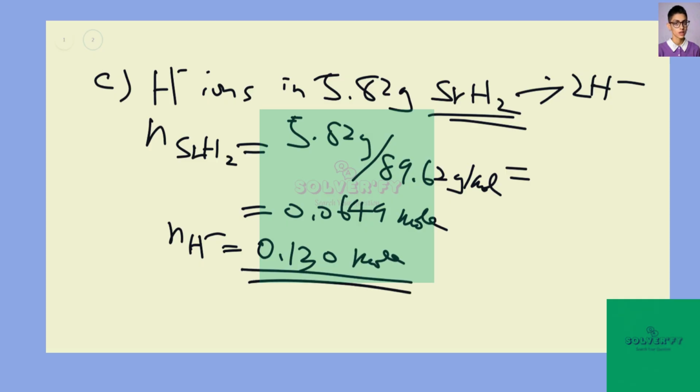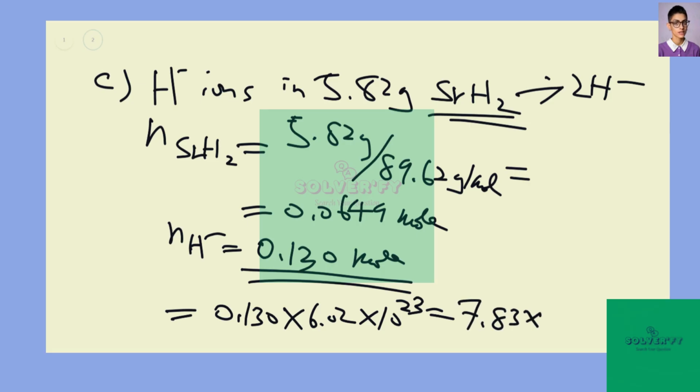Okay, so that's the number of moles of hydride. We just need to convert that back to the number of ions. So we just multiply that by our Avogadro number, 6.02 times 10 to the power 23, and then we should have 7.83 times 10 to the power of 22. And this would be the number of ions.